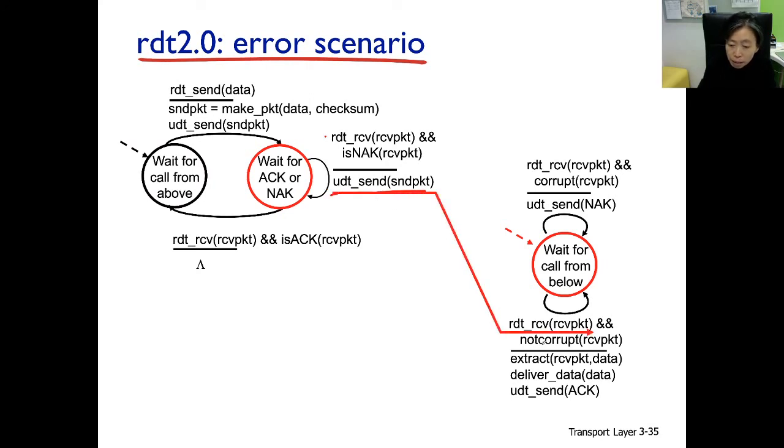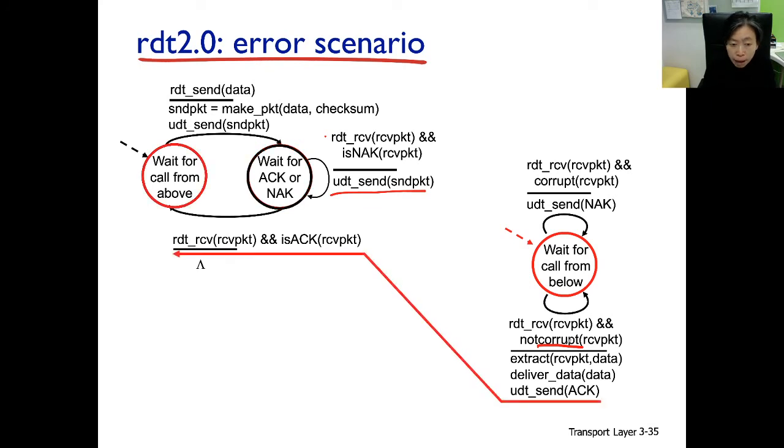But the second time, we're lucky. The second time it's not corrupted, therefore we trigger this transition and another packet is sent back. And this transition now, because the condition matches, we do nothing and we return. The sender returns to the wait for call from above state.